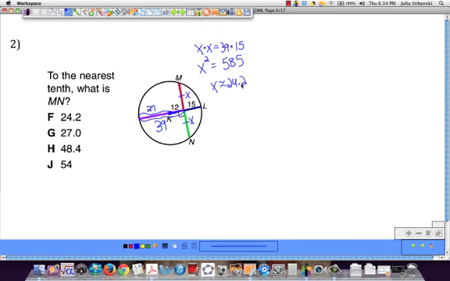Do not just jump to the first answer you see. Think it through. They are asking for mn. So look back at the diagram. M to n is that whole thing, and there's an x and an x in there. So it's 24.2, but you have to do it twice. So it comes out to 48.4.